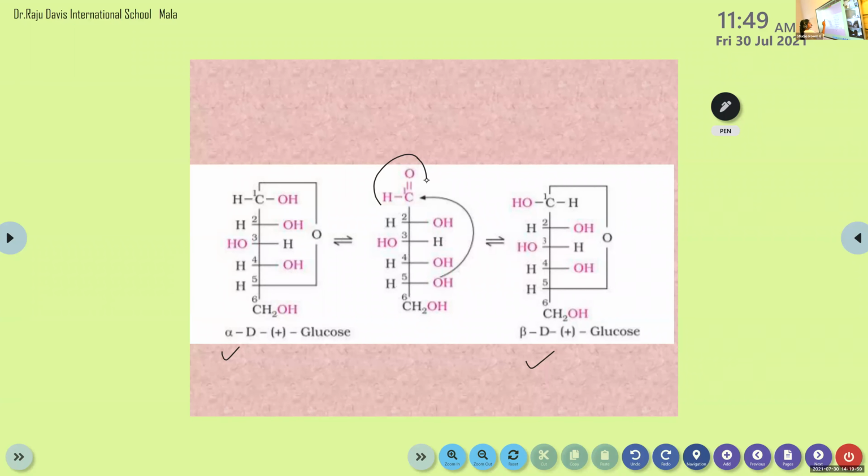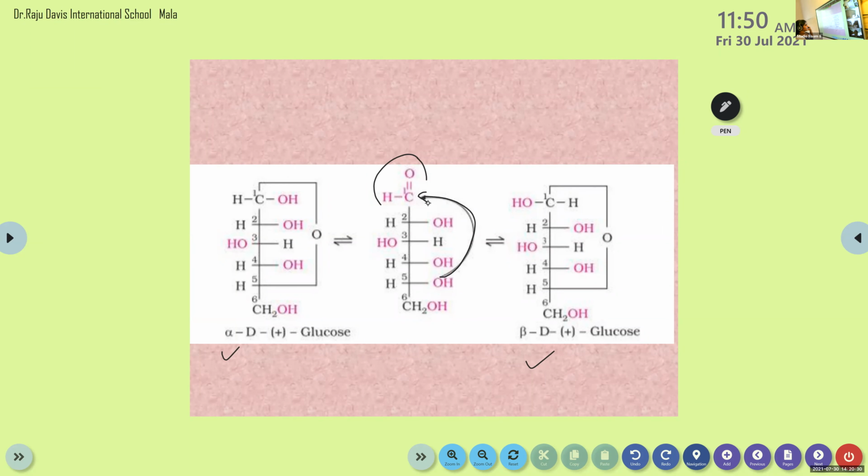This C is attached to one oxygen. That means the CHO group is attached to the OH group in the 5th carbon atom. Here you can see that. And the absence of the CHO group exists in both alpha and beta form. In the cyclic structure, the free CHO group is absent because the CHO group is attached to the OH group in the 5th carbon atom.